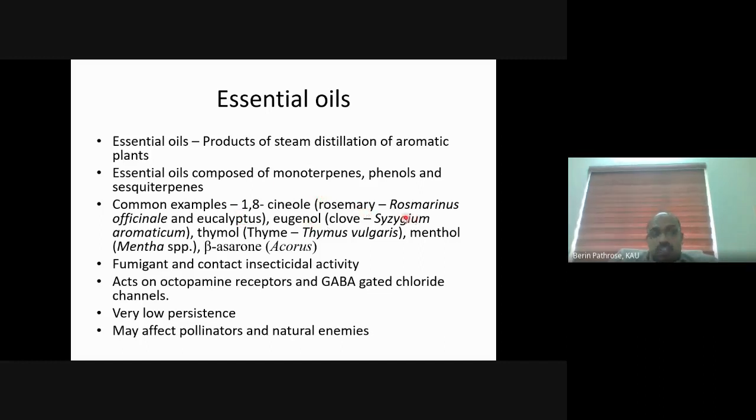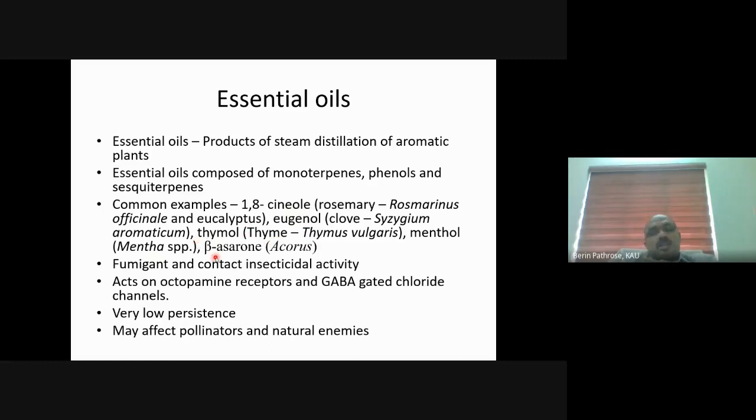And in clove, Syzygium aromaticum, the major chemical present is eugenol. Again, it is a monoterpene. In thyme, Thymus vulgaris, we have the essential monoterpene thymol, and from mentha we have menthol. From acorus we have beta-asarone.